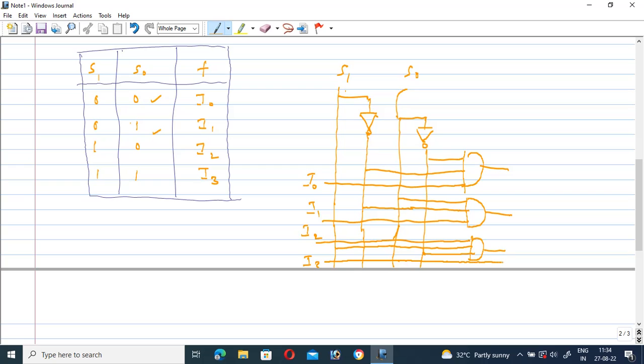The last combination is I3. It selects the I3 value when both are 1 1. I will draw this one first, it is easy for you. Now I will extend this line.